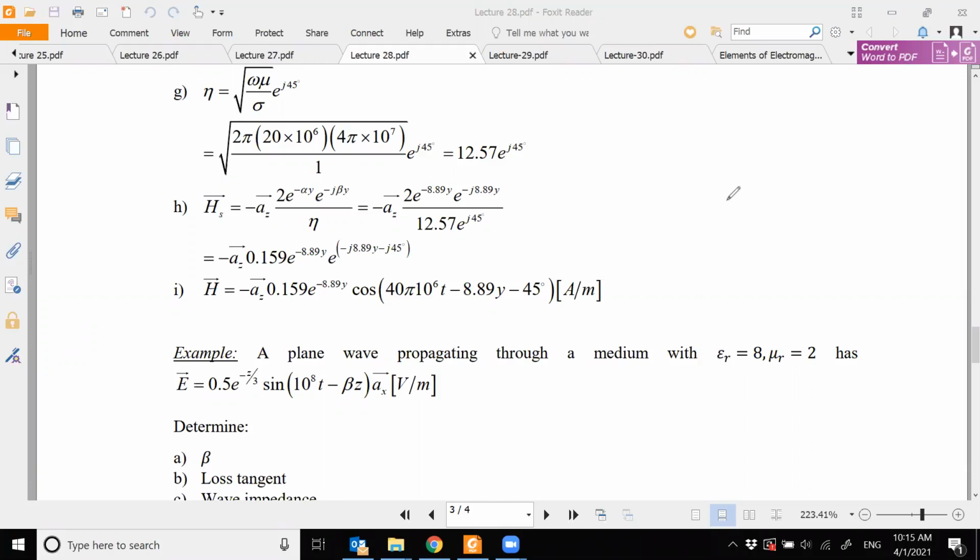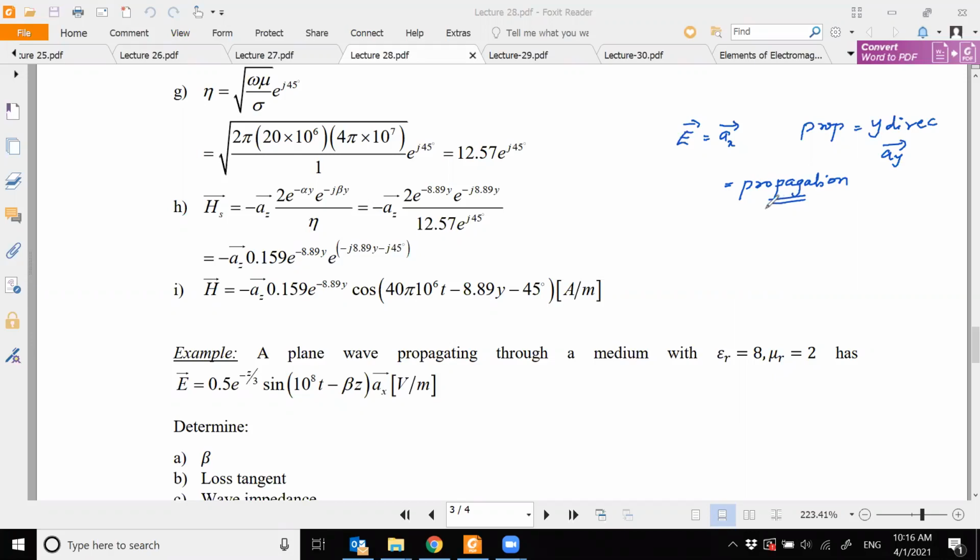Zuhair, can you tell me how do you find this? Because if our electric field is in the AX direction and our propagation is in the Y direction, which is AY, can you help me find the component of the magnetic field? How can we find it, Zuhair? Yeah, doctor. As we learned, the direction of propagation is the Y direction. Okay, but what about the components?